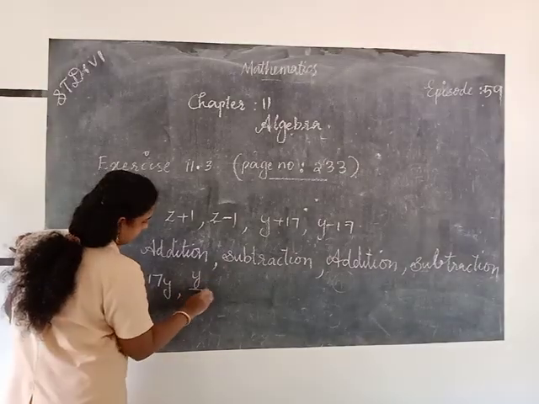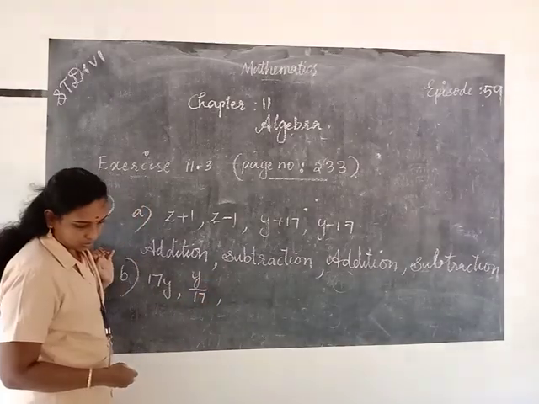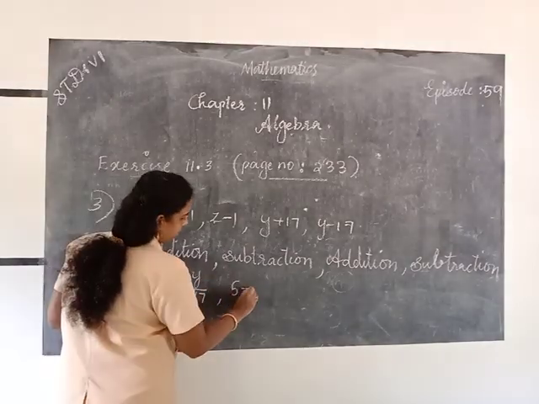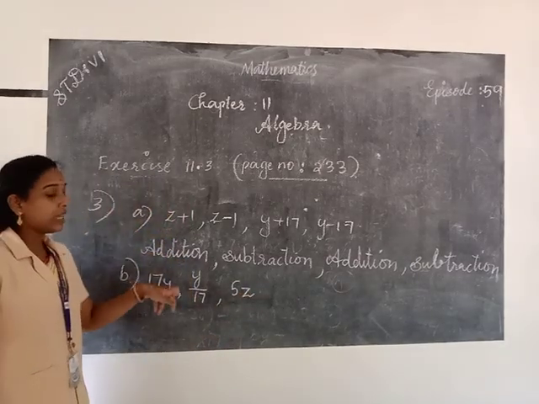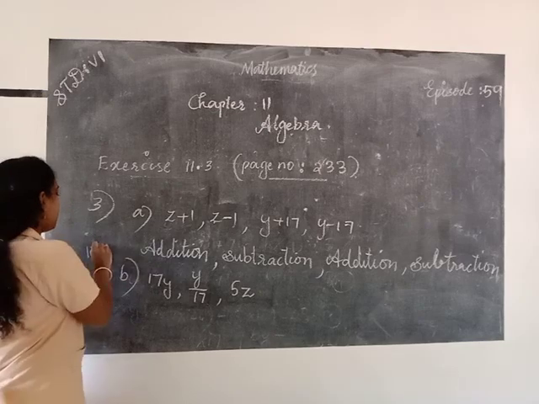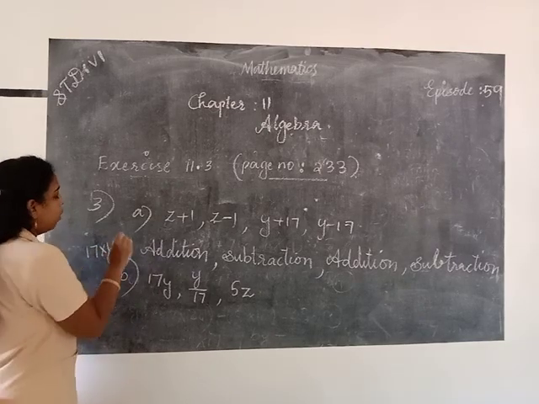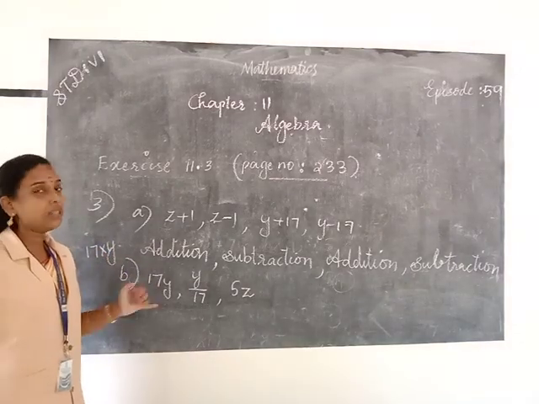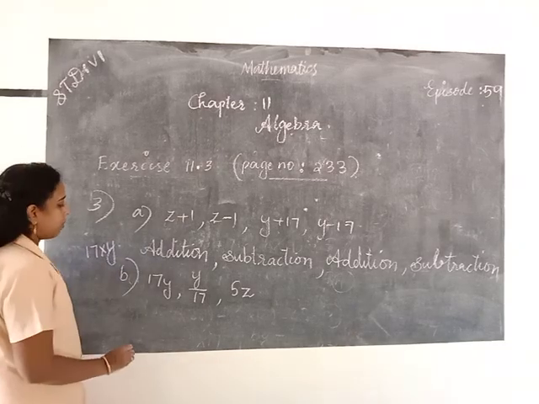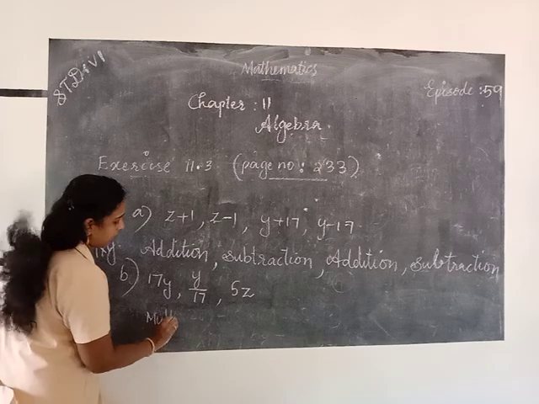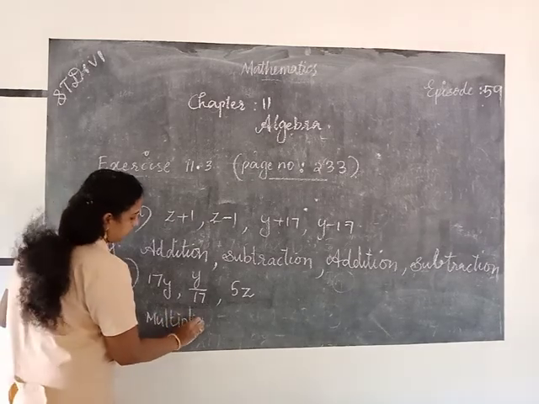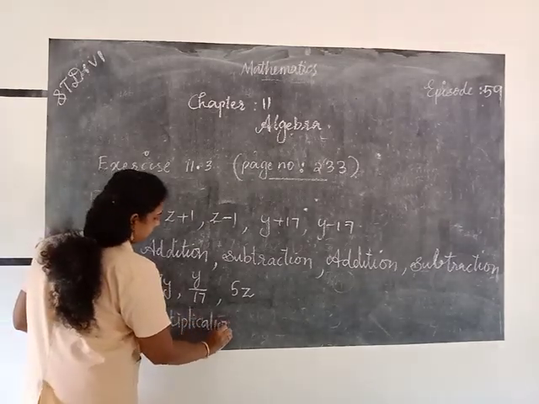y by 17, 5z. So here first one is 17y. This means 17 into y. Y is multiplied with 17. So the first operation is multiplication.